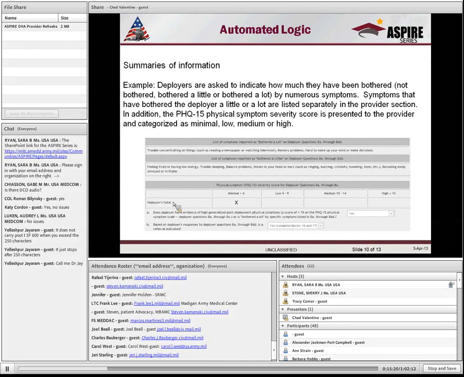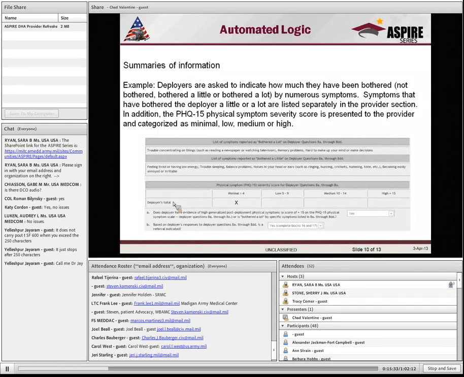And then it'll calculate a PHQ-15 symptom severity score, and place them in a category between minimal, low, medium, and high. So these tables here are just used to guide the provider and the treatment given for that deployer. So like I said, you have 4 of these different tables, and it'll compute the totals for each one of these tables here. And I'll be showing you guys this when we go through the demo, for those of you who haven't seen it yet.